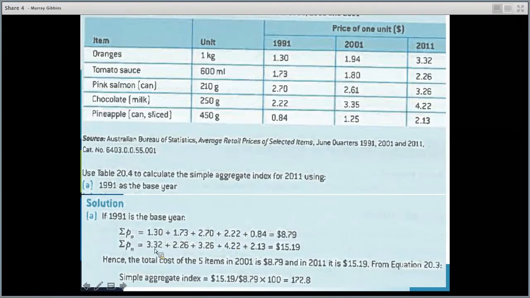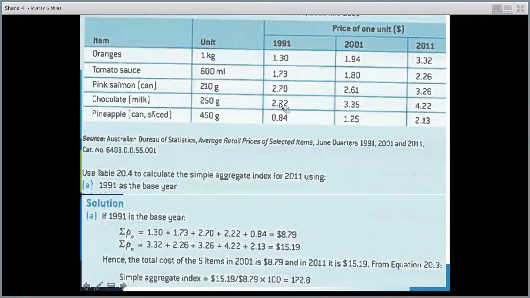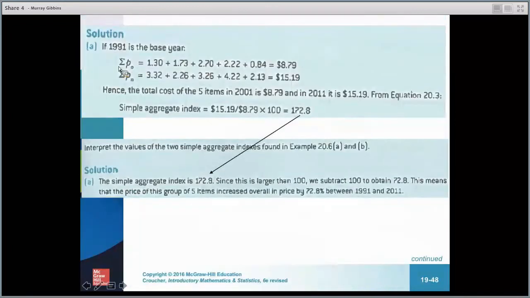If we had to do a simple aggregate index for 2011, we would just add up the prices for 2011, and the price in the new period came to $15.19. Add up the prices in the old period, they came to $8.79. Divide the sum of the new over the sum of the old, multiply by 100: 172. This aggregate index is telling me that there's been about a 72.8% increase in these particular products from 1991 to 2011.